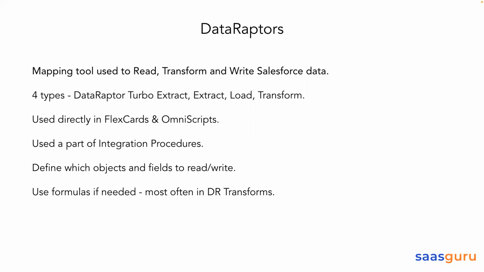You have 4 types of data raptors. We have data raptor turbo extract, which will only extract data from a single object. Okay, you can extract, for example, from an account or from a contact. Then you have the extract that can extract from multiple Salesforce objects and their related objects. You have load, which is when you've changed something and you want to update it in Salesforce. And transform, which is used, let's say we have data, we want to change the way it's presented, so we use a data raptor transform to change some fields to appear in a different way.